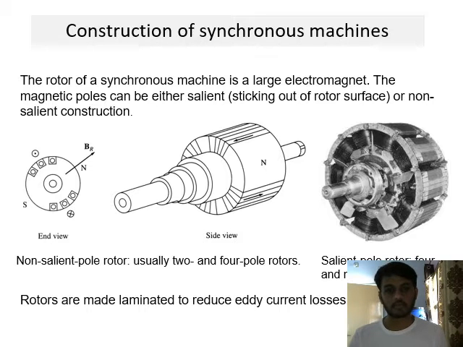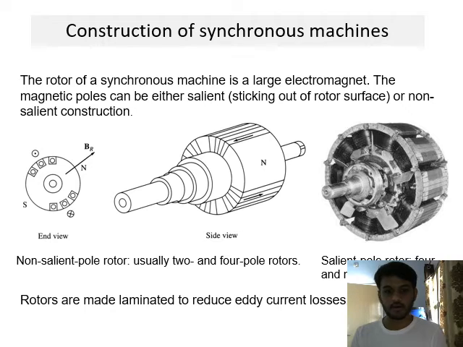Okay, so you can see this is the end view. This is the side view, and this is the salient pole motor. So there are two types of rotor. One is a salient pole and another one is a non-salient pole. Non-salient pole rotors usually have two or four poles. This is a salient pole, which has more poles.